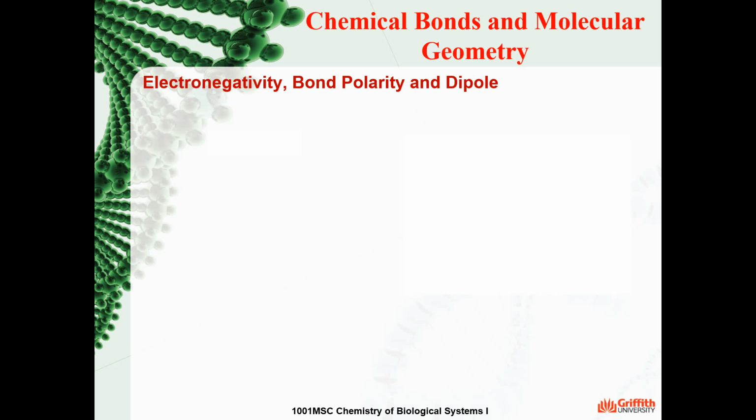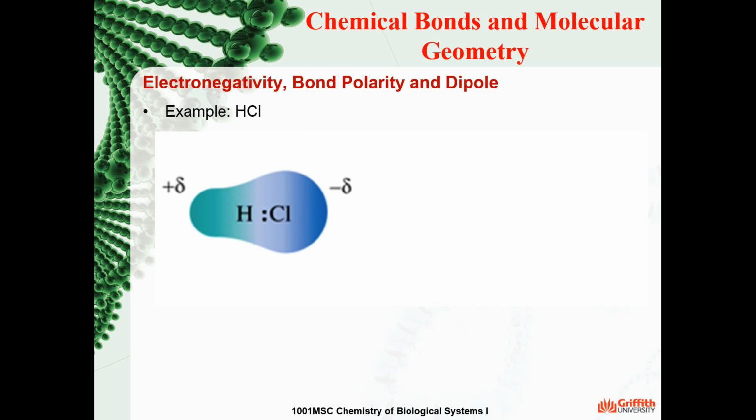Let's look at the example of HCl to explain this concept. In this molecule we have 2 different atoms, the hydrogen and the chlorine. The 2 atoms share the electrons, but because the atoms are different, they have an unequal sharing of the electrons in the single covalent bond.